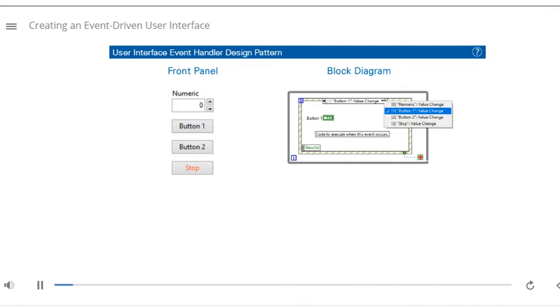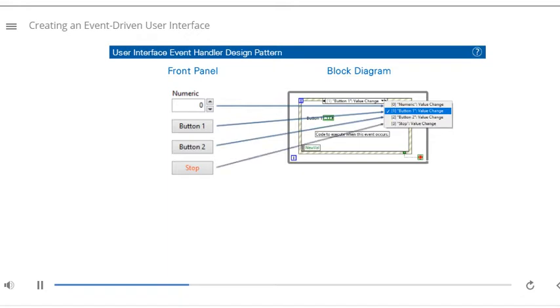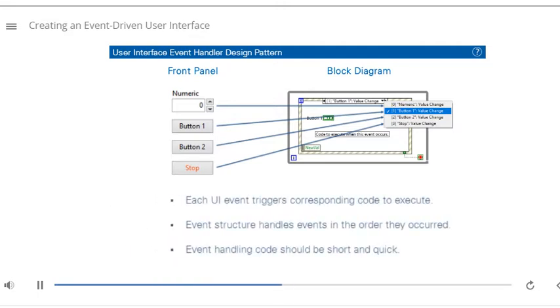The user interface event handler design pattern consists of an event structure inside a while loop. Each event case of the event structure is configured to handle a UI event, such as a value change of a control on the front panel. Each event case also contains the code to execute each time the event occurs.